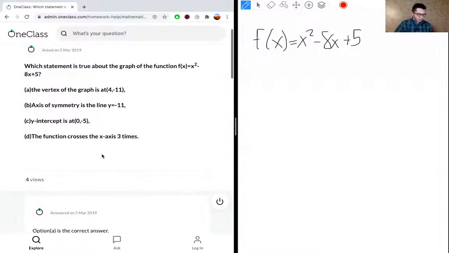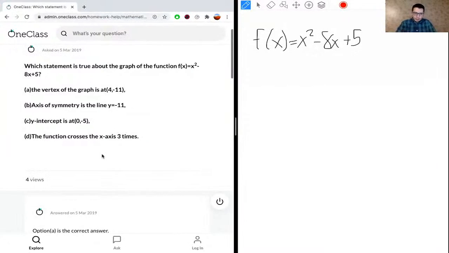Okay, so here we have to figure out which one of these statements is true. The first statement says the vertex of the graph is at 4, negative 11. B says axis of symmetry is the line y equals negative 11. C says y-intercept is at 0, negative 5. And then D, the function crosses the x-axis 3 times.